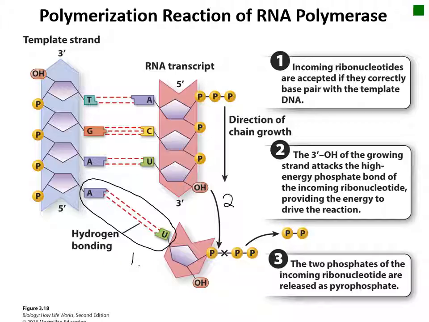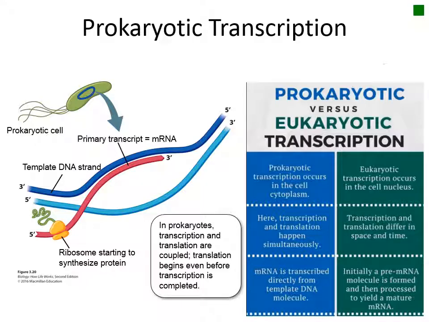This process will continue as RNA polymerase reads the template strand of DNA until it reaches the terminator sequence and transcription stops. The RNA transcript produced by RNA polymerase is known as the primary transcript, and it contains the information of the gene that was transcribed.